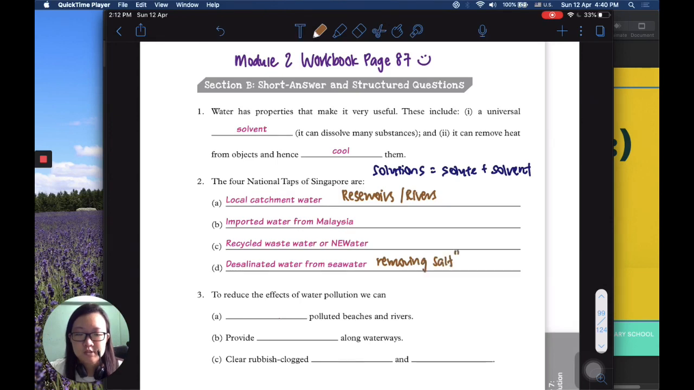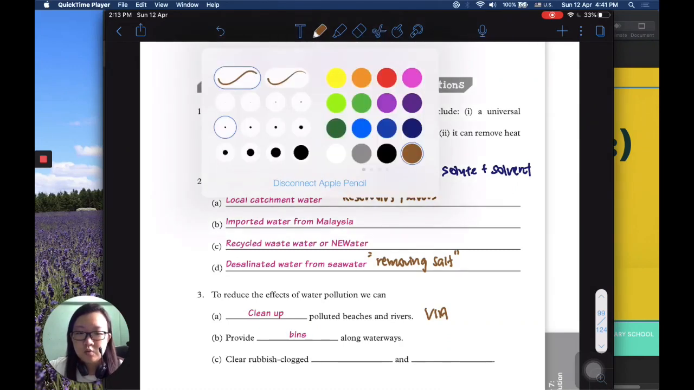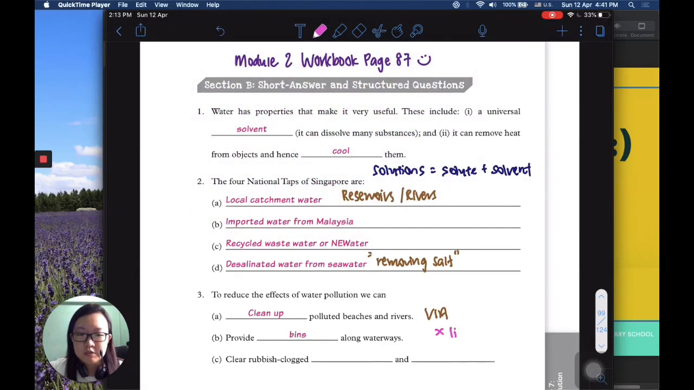So the process of desalination basically is to remove salt. Question 3. To reduce the effects of water pollution, we can, number 1, clean up polluted beaches and rivers. So this is done through our programs like the Values in Action, VIA program. Secondly, we can provide bins along the waterways because we do not want people to litter on our streets as well as waterways, so we can provide rubbish bins for that matter. And finally, we can clear rubbish-clogged drains as well as canals. Okay, so please do your corrections.